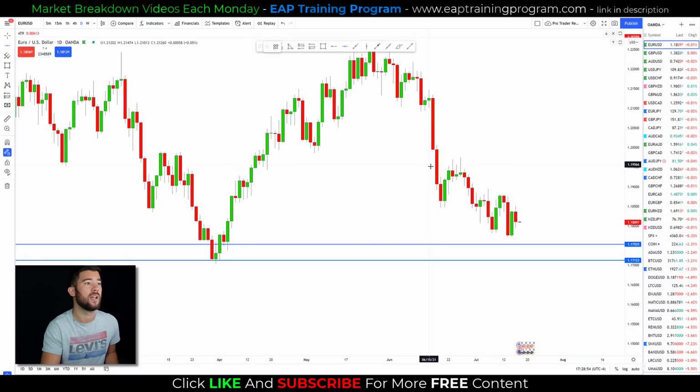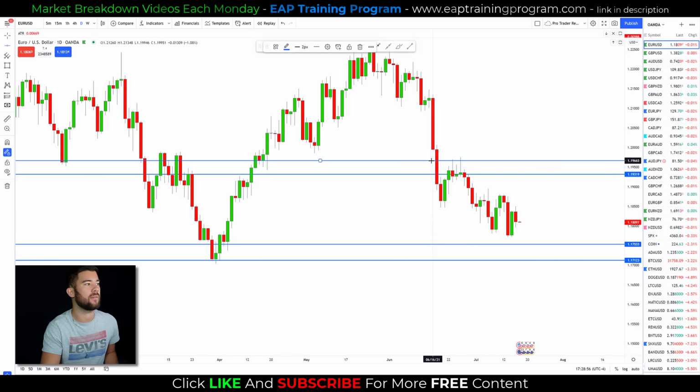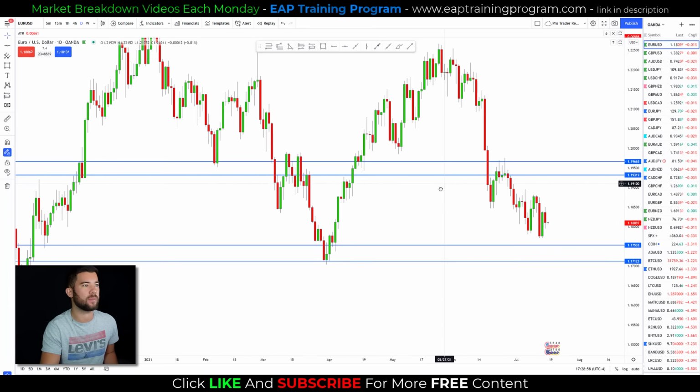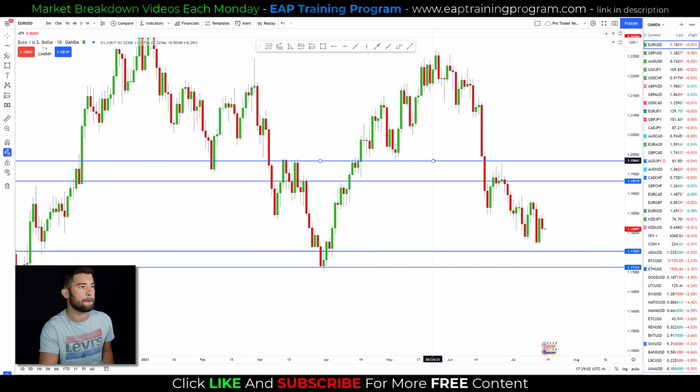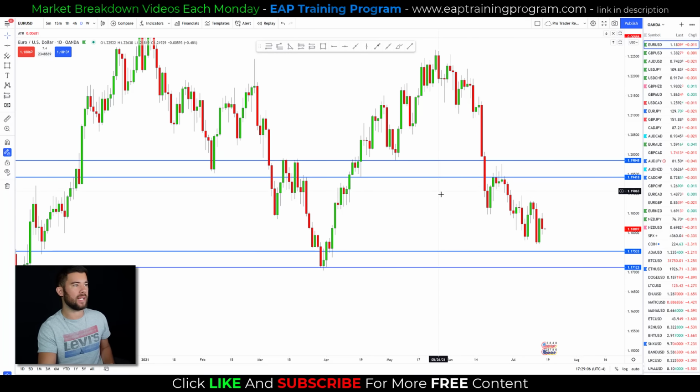Drop a horizontal line somewhere in that resistance area, make an area out of it. Ask yourself, has it been tested multiple times? Yes, it has. If I bring this line up a hair, then we can see that this area right here has been tested as support, resistance, support multiple times. So this area between 1.1984 and 1.1941 is an area I would be looking at for possible short trades if the market got to it, right?